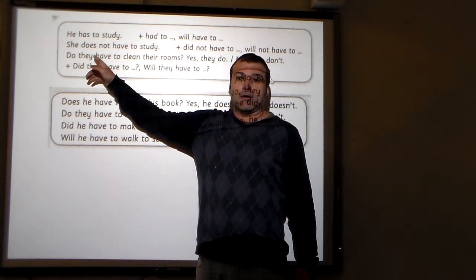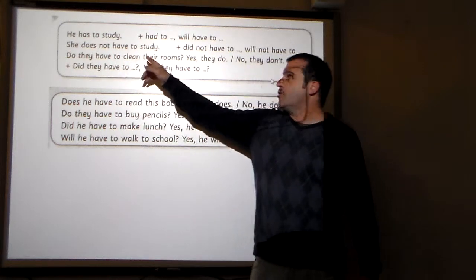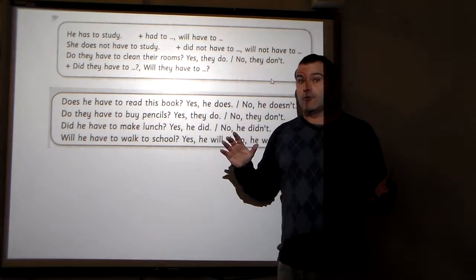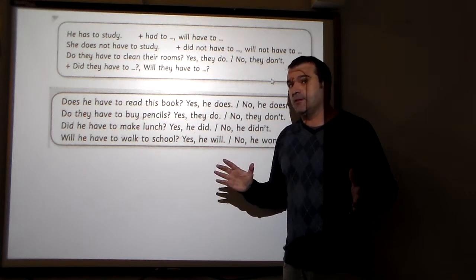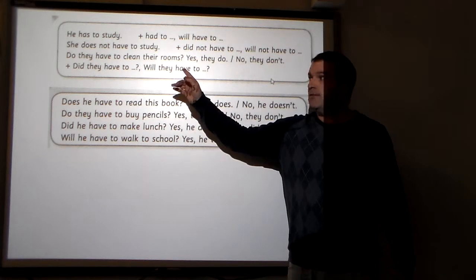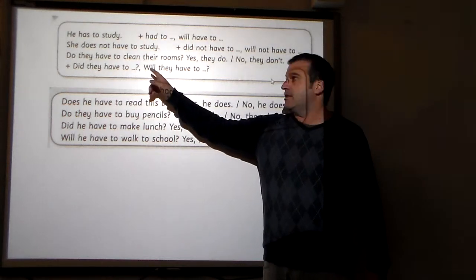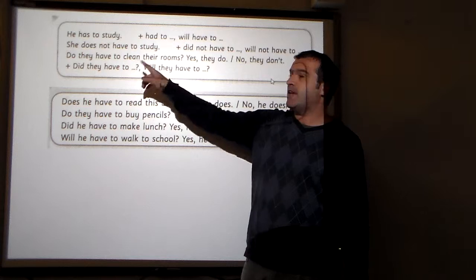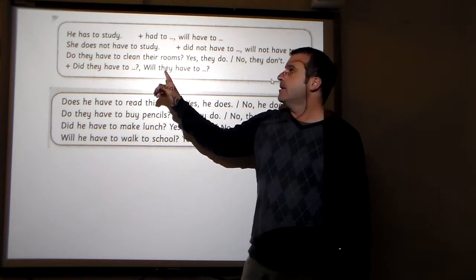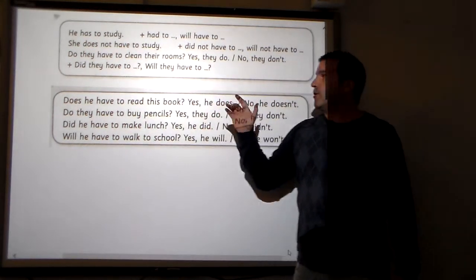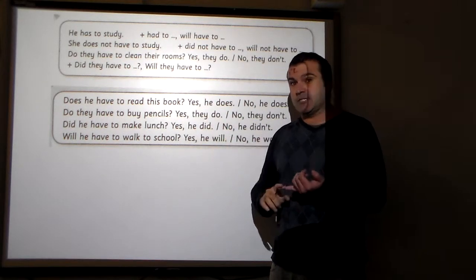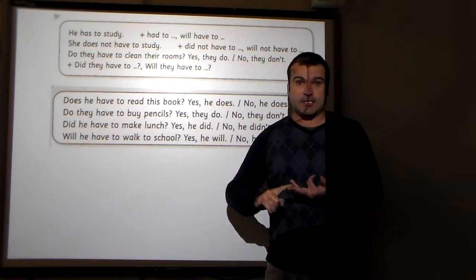Then there comes the negative. She does not have to study. She does not have to study, or in a contracted form, she doesn't have to study. That's the negative. Then we've got the interrogative. Do they have to clean their rooms? So we've got to deal with these three types of sentences: the affirmative, the negative, and the interrogative.